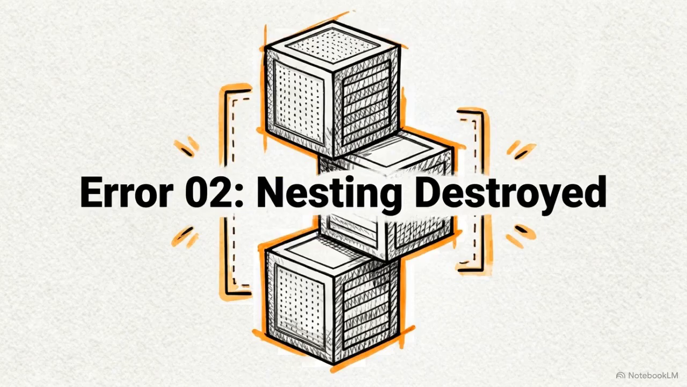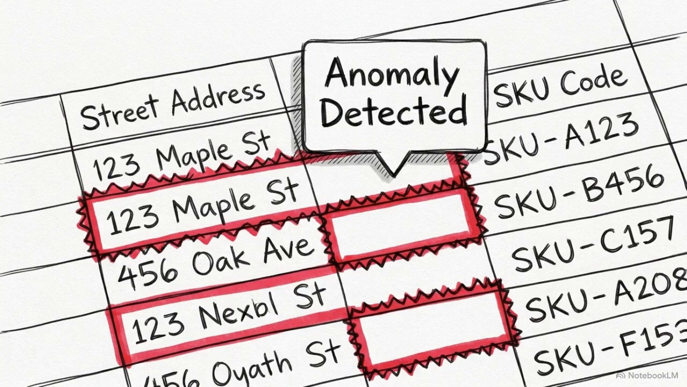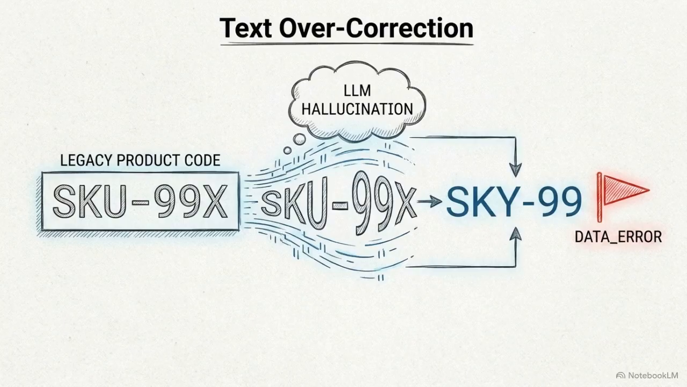The second failure point is white space blindness. Traditional models strip out the intentional spacing or structural indentations necessary for nesting in business intelligence tools. Third is text overcorrection. When the AI encounters foreign addresses or legacy SKU codes, it flags them as anomalies. It then hallucinates corrections, replacing valid data with standard dictionary words it finds more correct.